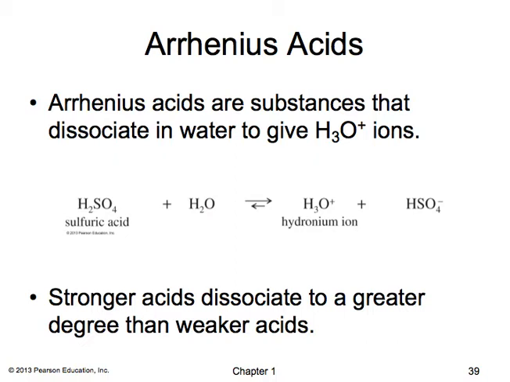And then now we can talk about acids and bases and different nomenclatures or concepts of what an acid and base is. Arrhenius acids are substances that dissociate in water to give hydronium ions, or H3O+. So for example, in sulfuric acid here, in water you form hydronium ion and then the HSO4-, where it has moved its H+ atom. Stronger acids dissociate to a greater degree than weaker acids.